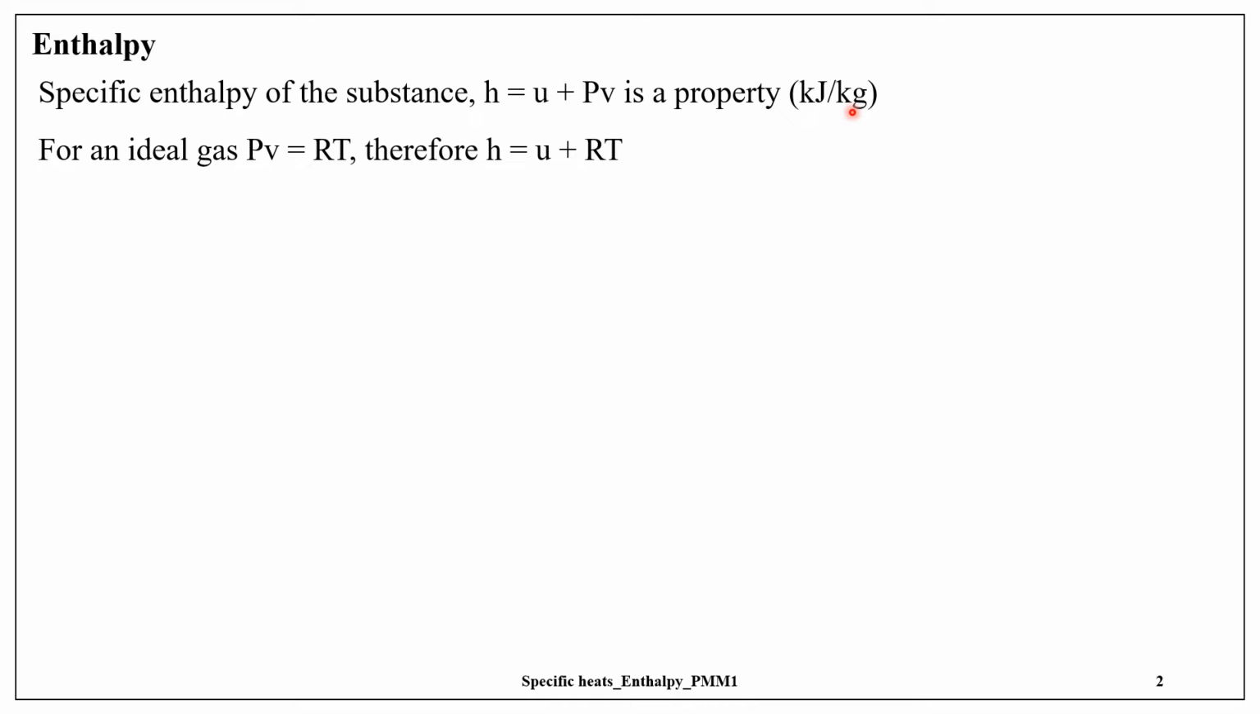For an ideal gas, we know Pv equals RT. v is the specific volume. Therefore, in the specific enthalpy equation, instead of Pv, we can substitute RT, which gives h is equal to u plus RT.